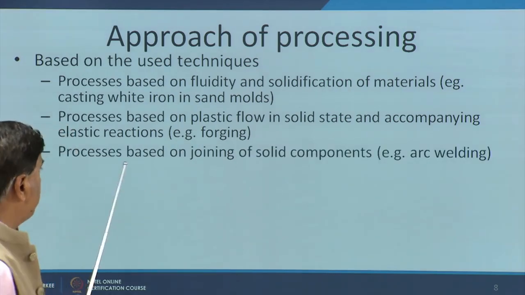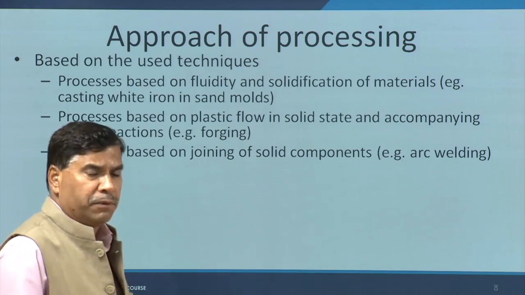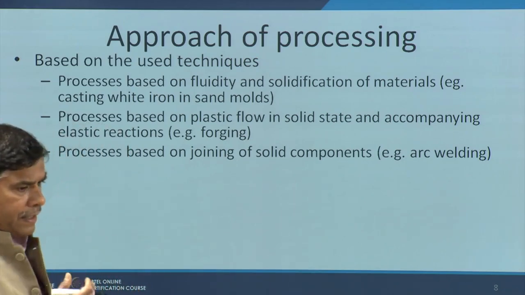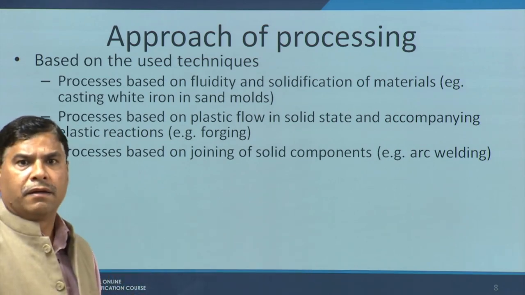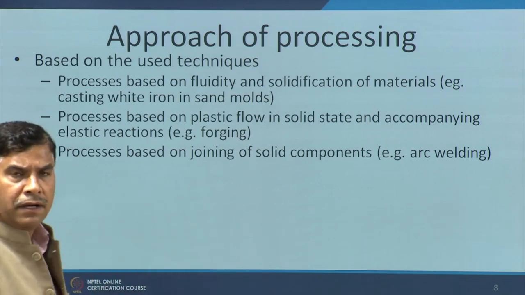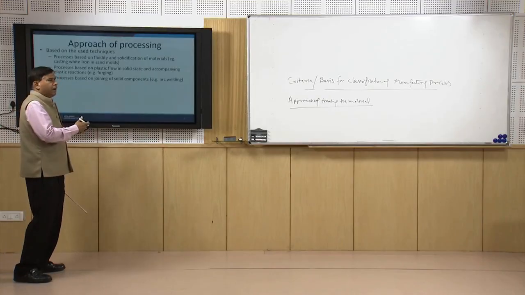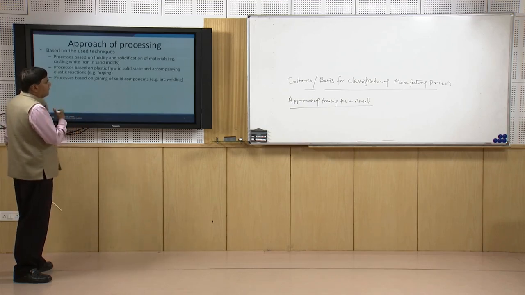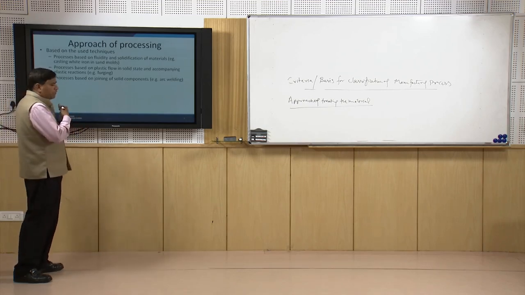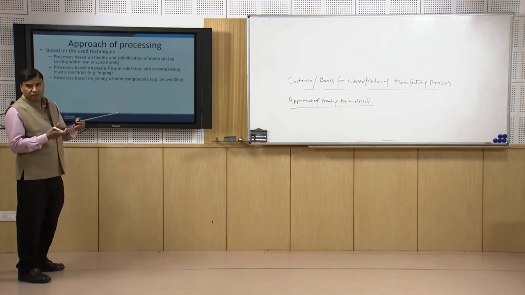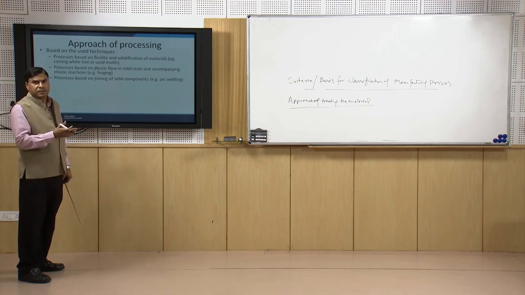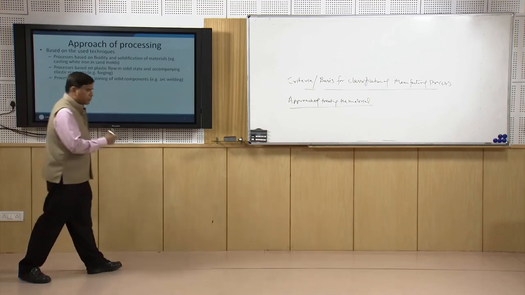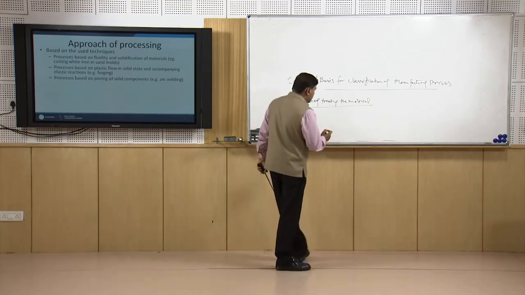And then processes based on the joining of solid components. In this case, the two members to be joined are brought together to get the desired size and shape in the component. This joining may be achieved through the fusion of the faying surfaces of the two components to be joined, or by just heating the base metals and putting a low melting point material between the members to be joined, thereby facilitating the joint.